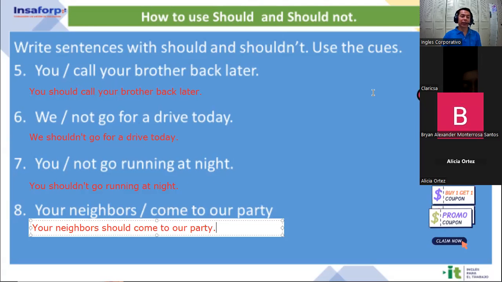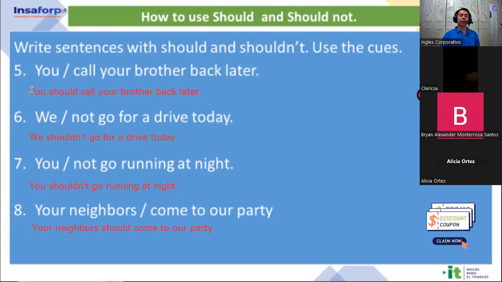That's nice. Now, who's going to help me to read? We're going to start again. Vamos a comenzar de nuevo con el listado de arriba para abajo, right? So, Brian, help me reading all the sentences, right? You should call your brother back later, right? Or later, yeah. You can say later or later. Later. Number 6.